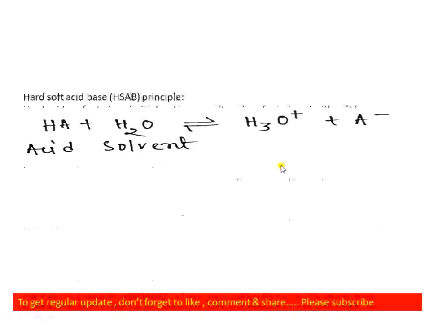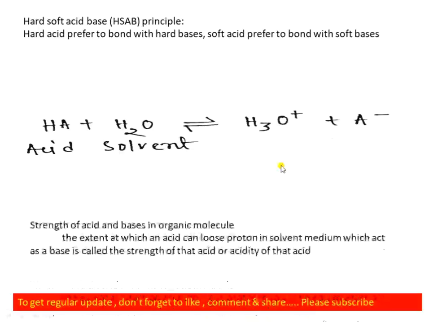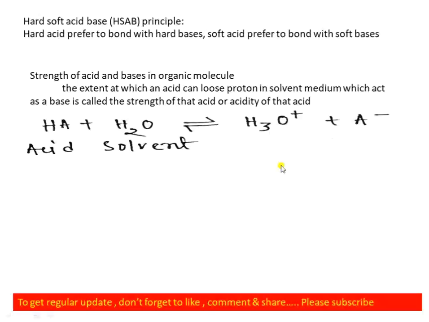Now, the HSAB principle, or hard soft acid base principle, says hard acids prefer to bond to hard bases and soft acids prefer to bond to soft bases. This rule has nothing to do with acid or base strength, but it says that the product of an acid-base reaction will have extra stability if both acid and base are hard or if both are soft.